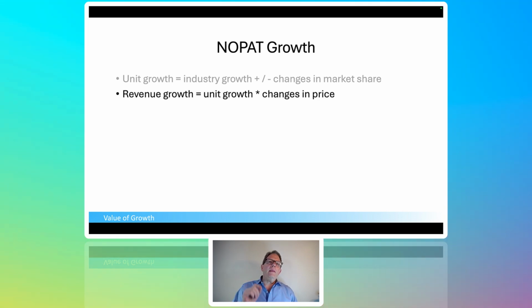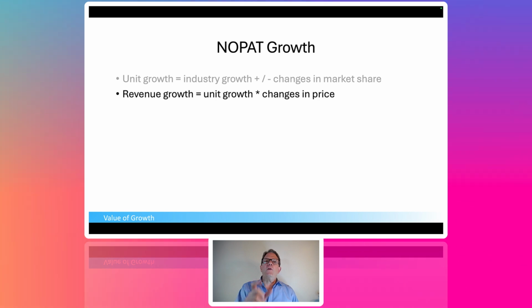Do keep in mind that what you care about is changes in prices versus changes in costs, because if the changes in prices and changes in costs are parallel, there's going to be no change in overall margin.